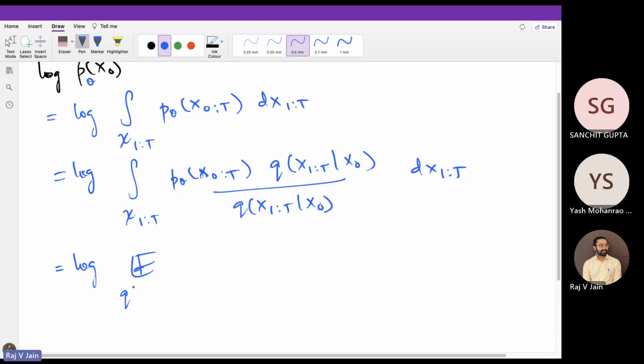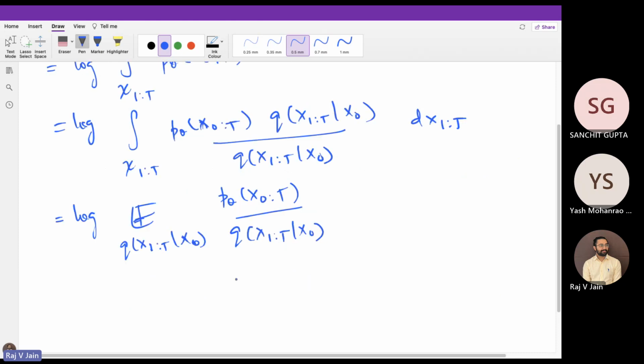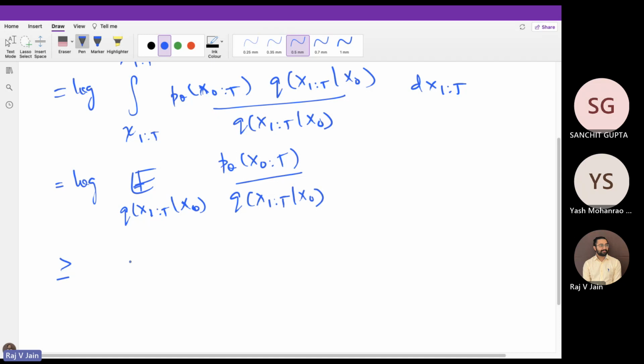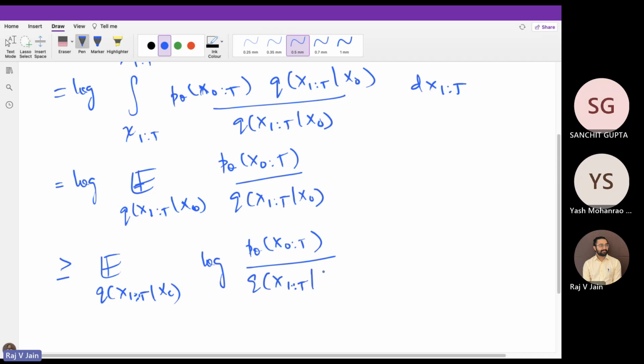Over Q of x1 to T given x naught, and what is the expectation of? What is the function here? Yeah, P theta of x naught to T divided by Q of x1 to T given x naught, right? Now again applying Jensen's inequality, this becomes a lower bound: expectation over Q of x1 to T given x naught, log of P theta of x naught to T divided by Q of x1 to T given x naught.